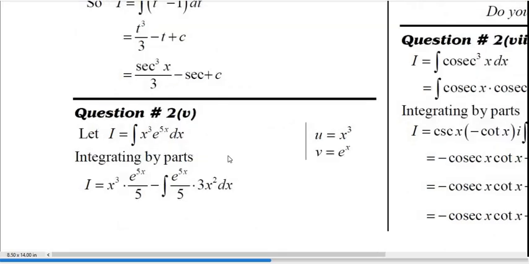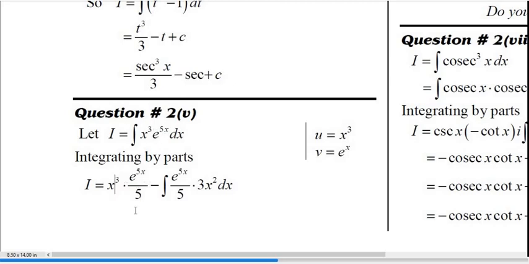Question number 2 part number 5 is x cube e power 5x dx. Integrating by parts. Here one function is algebraic and the other is exponential. We consider x cube as u and e power 5x as v. The first function is x cube, as it is, and the integration of the second function e power 5x is e power 5x divided by the constant which appears in its power, the coefficient of x, which is 5.